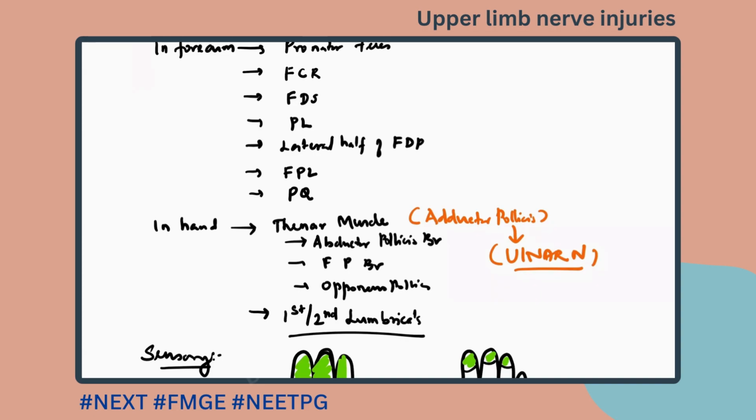Next, the median nerve supplies the lumbricals in the hand. What are the lumbricals supplied by median nerve? 1 and 2. If the lumbricals are not working, the fingers go in for clawing. This is called claw hand. So median nerve injury can cause clawing.